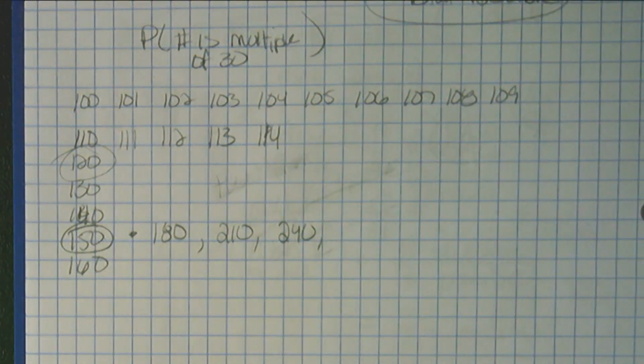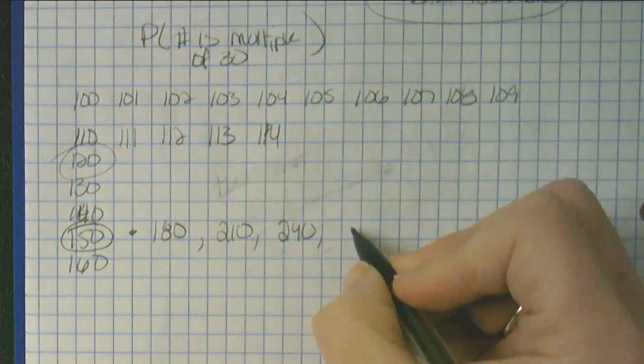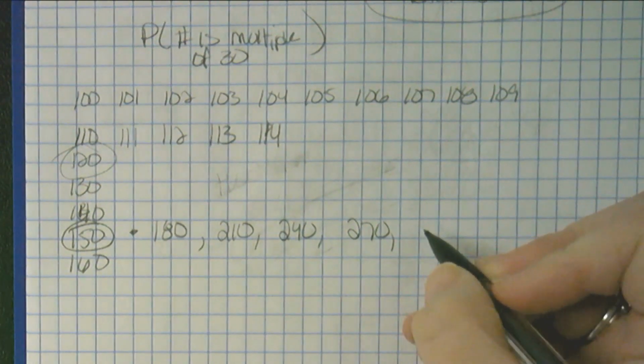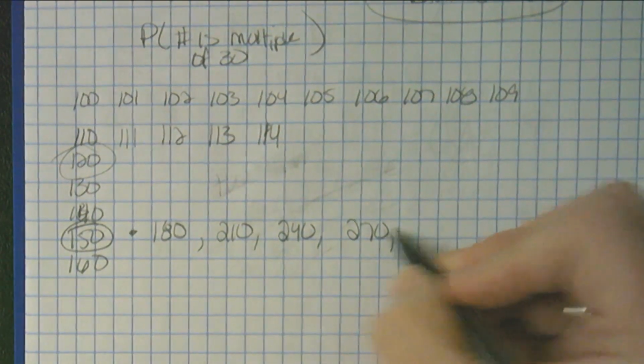Can you guys see the pattern going on here? All right, so we need to list all these. Sam, what's my next one? 270. What's my next one from there? Come on, you guys. Ava, what's my next one? So this is 9 times 30.